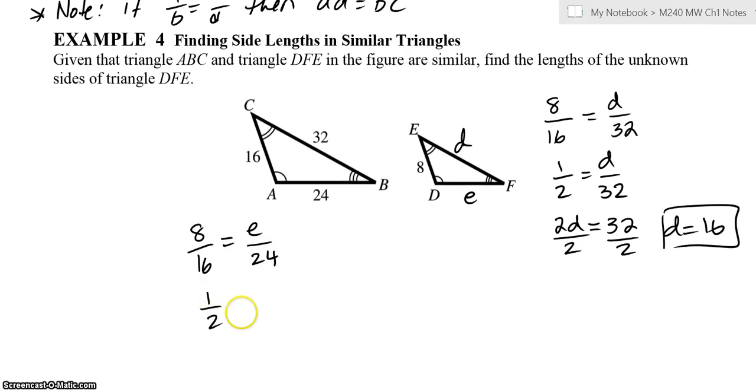So again, 1/2 is, I'm going to change that 8/16 to 1/2, and then I'm going to say that 2e equals 24, or e equals 12.